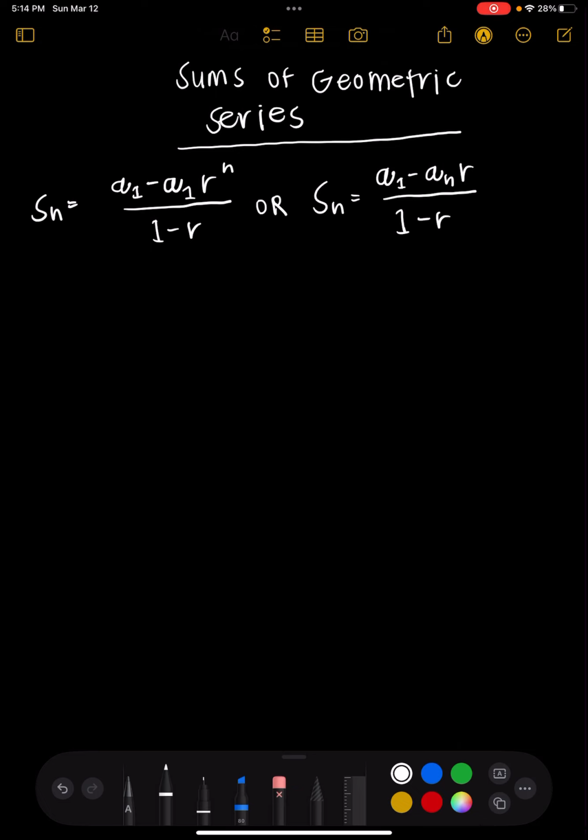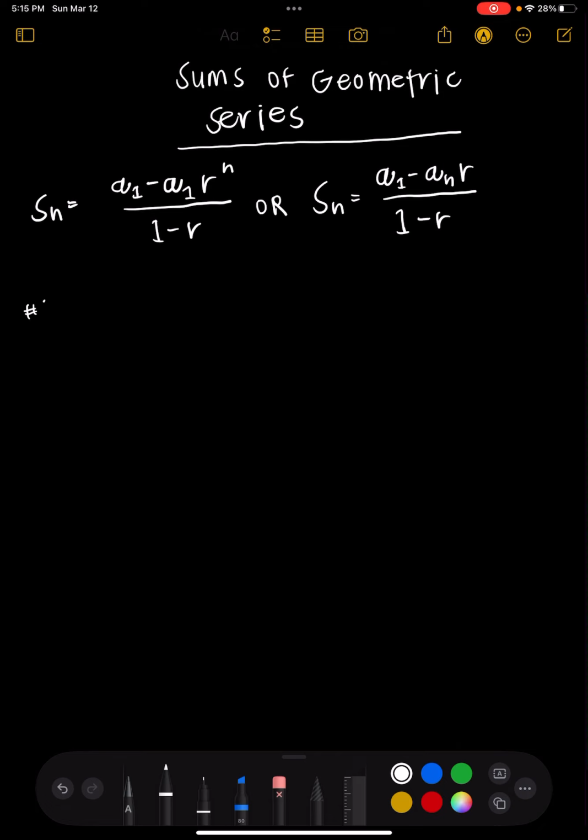So for sums of geometric series, there's two different formulas we can use. The first formula is S sub n is equal to a1 minus a1 times r to the power of n, all over 1 minus r. Or you can use the formula S sub n is equal to a1 minus an times r divided by 1 minus r. And you choose, it does not matter which formula you choose, they will give you the same answer. But sometimes it's easier to use one over the other depending on what information you've been given in the question. So let's go ahead and get started.